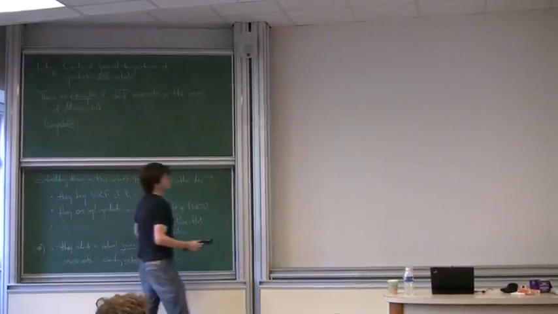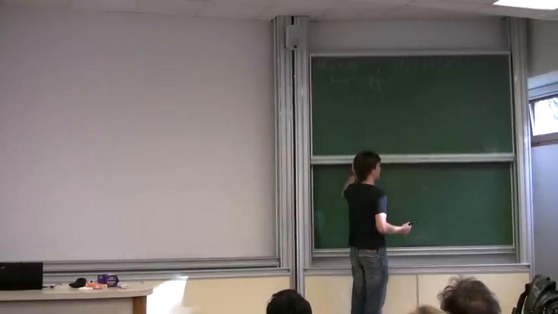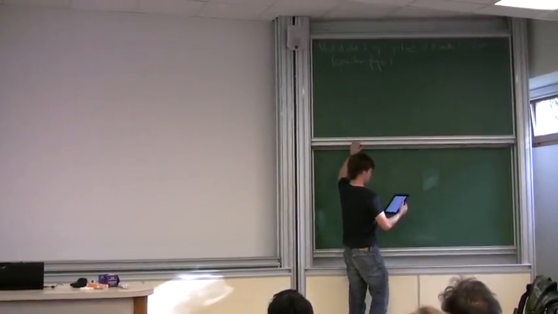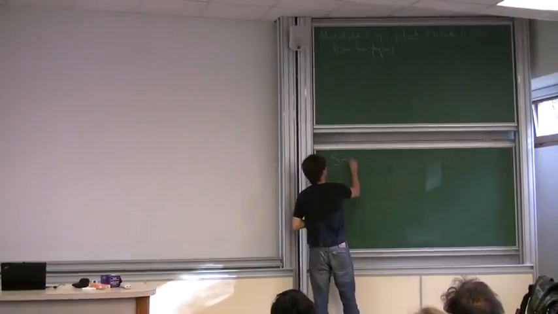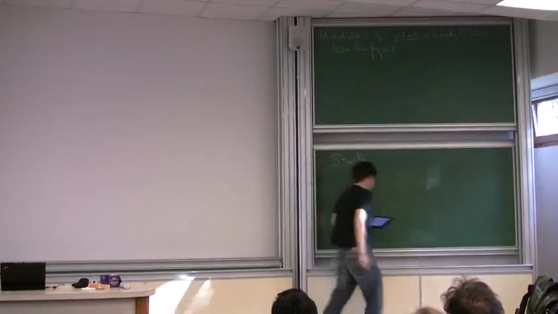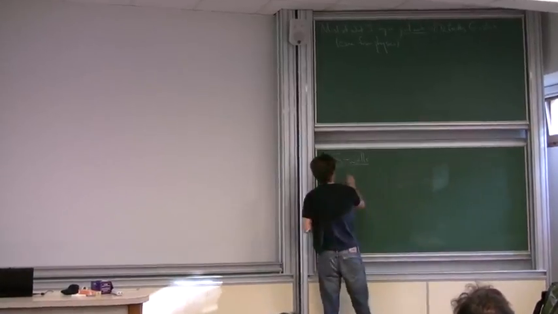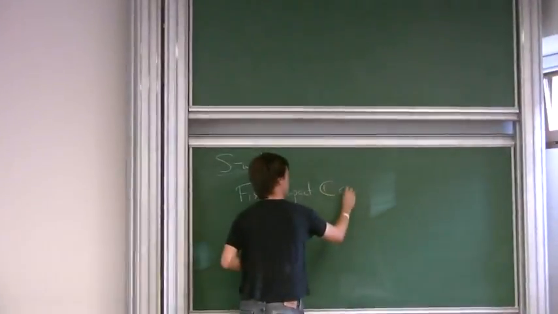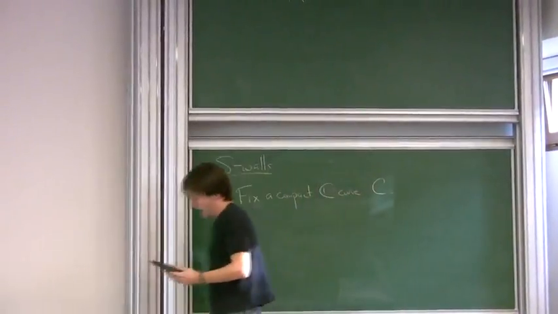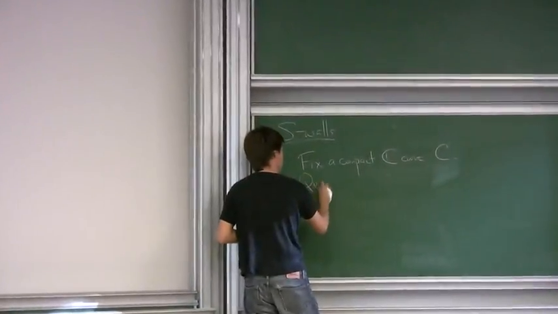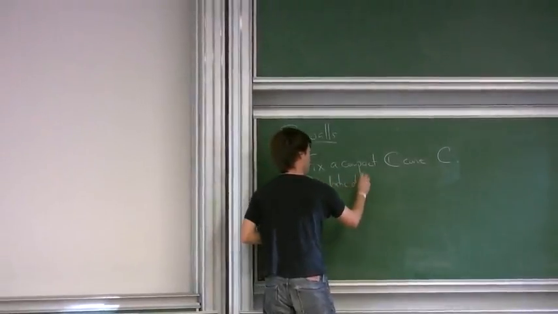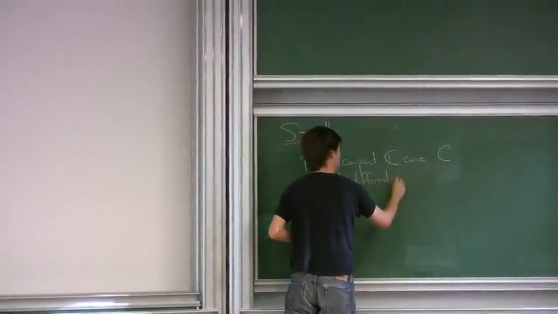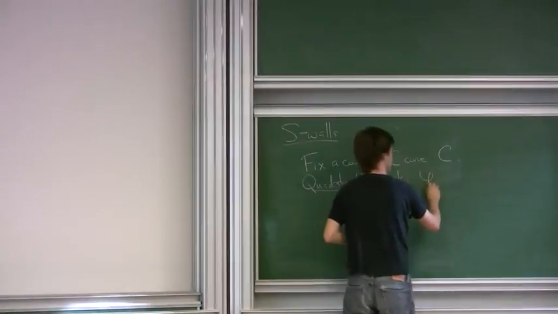Okay, great. So what are we going to do? This will be quite familiar to those who know about quadratic differentials. I'm going to start by defining something I call S-walls. So let's fix a compact complex curve C. So we're going to do something involving quadratic differentials. What's a quadratic differential? I'll denote my quadratic differentials by phi 2.